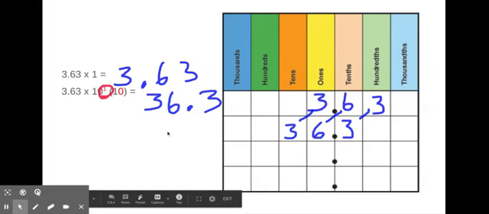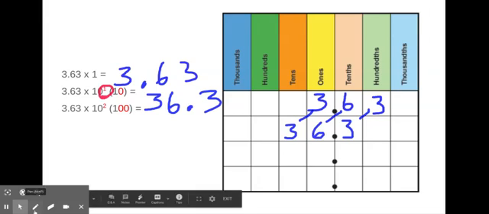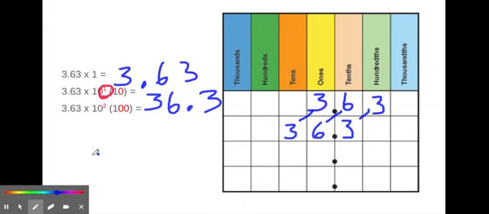Let's take a look at the problem 3 and 63 hundredths times 10 to the second power, which is the same as multiplying it by 100. Now we know that because these are decimals, we can't just add 2 zeros to the end of 3 and 63 hundredths. That wouldn't actually change the value of the decimal. Instead, I need to look at this exponent, which is 2, and say, okay, everything needs to move up 2 places on the place value chart.